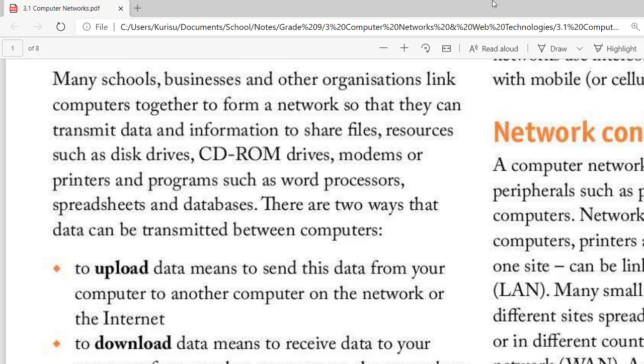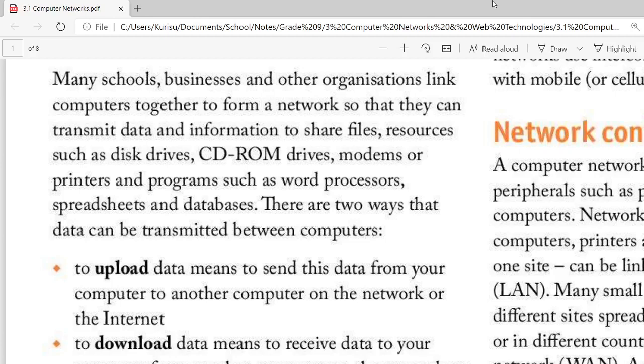So, not only can we share data or information through the network, we can also share resources. Resources such as your hard drive, your CD-ROM drive, your modem, your printer. Devices that can be connected to your computer, you can share them over the network so that persons are able to access them. So remember, what we're looking at is the ability to share information, data, and resources with other persons.